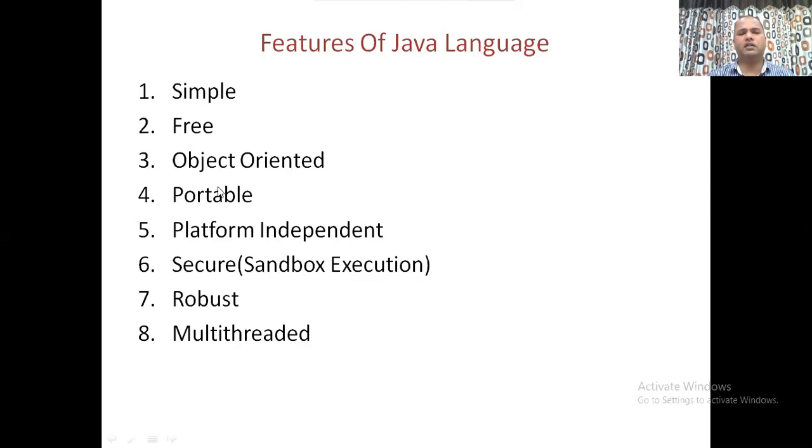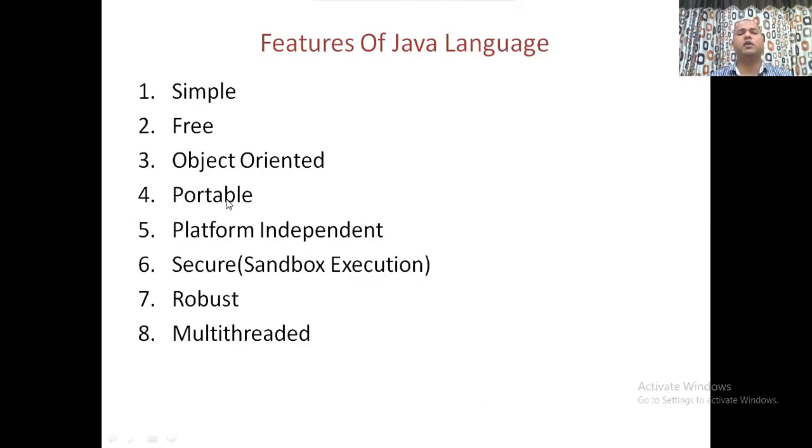Then the third feature that we'll be talking about is Java is an object-oriented programming language. And as Java is an object-oriented programming language, all the features of object orientation or say all the pillars of object-oriented programming are available there in Java also. Like you have the concept of inheritance, polymorphism, then message passing, all the features that you had seen in case of object-oriented programming are available with Java also.